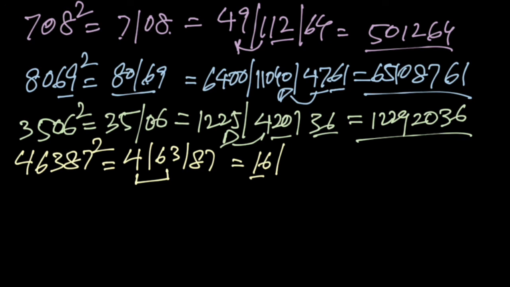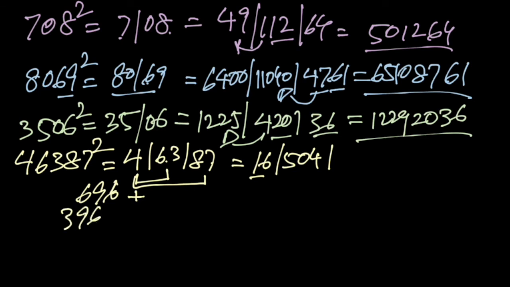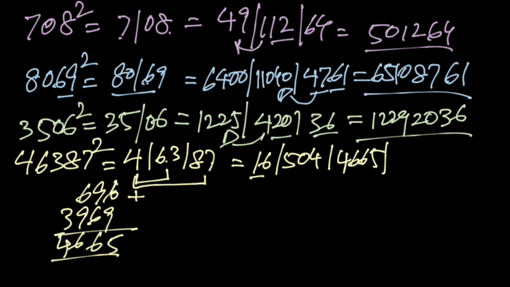So, 8 times 63 is 504. Then we have to do the multiplication of these two and double it. So, 8 times 87 is 64 plus 56 is 696. Then we have to add square of 63. So, it is 3969. So, if you add these two numbers, you get 5, 6, 6, 4. So, 4, 6, 6, 5.